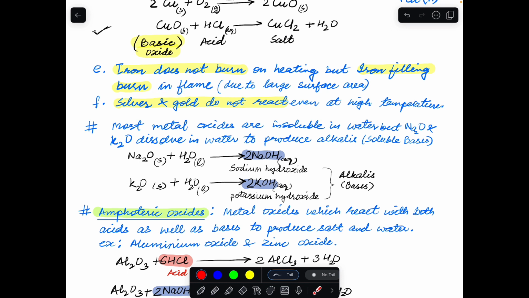Okay. And this is because of the large surface area. When we make very fine particles, the reaction is faster. Therefore, sometimes for a few reactions, solid is converted into powder, so that the reaction is faster. Next, silver and gold, they will never react with water, whatever the temperature.